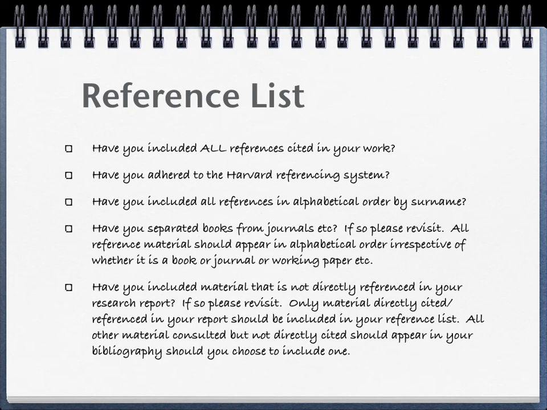Again, have you included material that is not directly referenced in your research report? If so, revisit. If you have consulted a book which has informed your views but you haven't directly referenced, it should go in your bibliography. Again, there are questions over whether or not you need a bibliography. I would be of the view that you don't, unless you feel that you have relied on this and therefore you'd like to include it. But the rule is, unless you actually reference it in the main body of your work, it should not appear in your reference list. It can go into a bibliography.